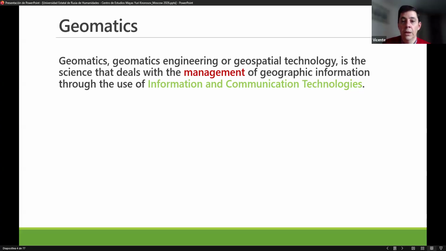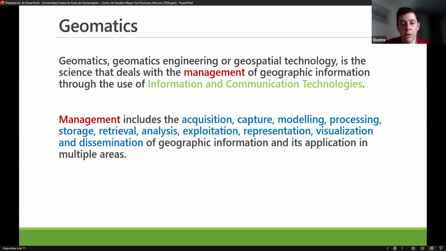Geomatics technology is the science that deals with the management of geographic information using information communication and technology. So what is management? Management is all acquisition, capture, modeling, processing, storage, retrieval, analysis. So any operation you have to make to this data is made with geomatics.